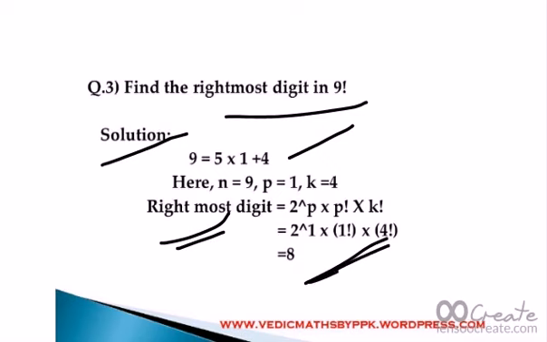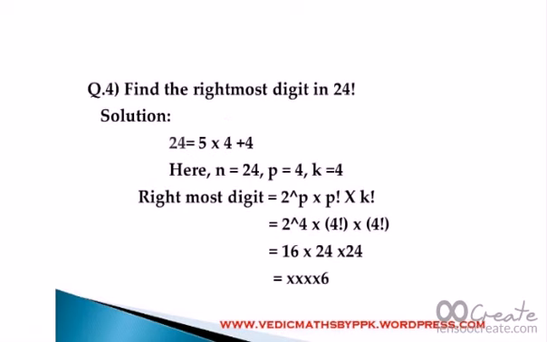Example 4. Find the rightmost digit in 24 factorial. 24 can be expressed as 5 into 4 plus 4. After the division of 24 by 5, N is 24, p is 4, k is 4. Applying the formula, we end up with 16 into 24 into 24. 4 into 4 is 16.